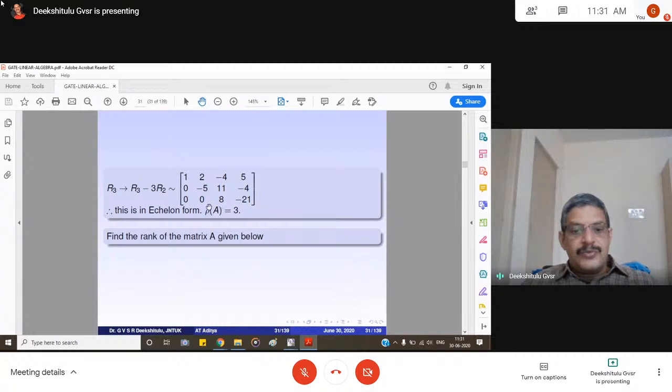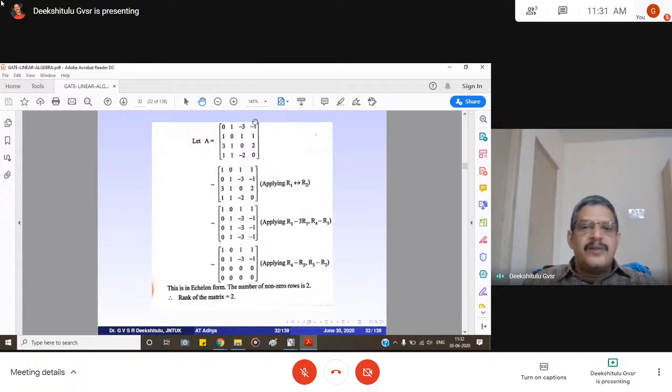The maximum number of zeros from the beginning is at the lowest row. So once it is reduced to echelon form, the number of non-zero rows in the matrix is the rank of the matrix. How many? 1, 2, 3. So the rank of matrix A is 3.